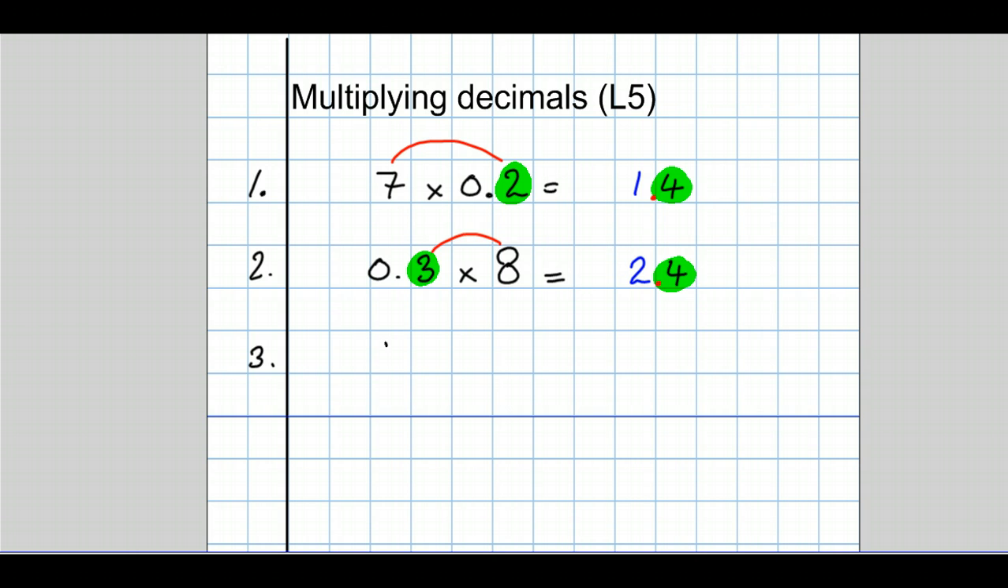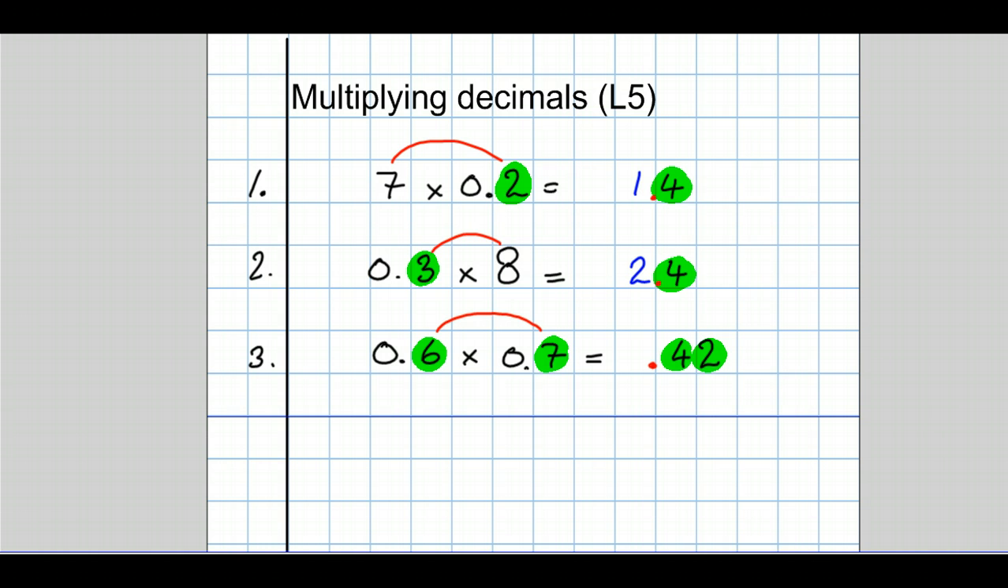Question 3. About 0.6 times 0.7. Well, let's multiply the non-zero, the significant figures together. 6 times 7 is 42. And when we look at the question, we see we have one figure here after the decimal point and one figure here. So we have a total of two figures after the decimal point. So our answer is 0.42.